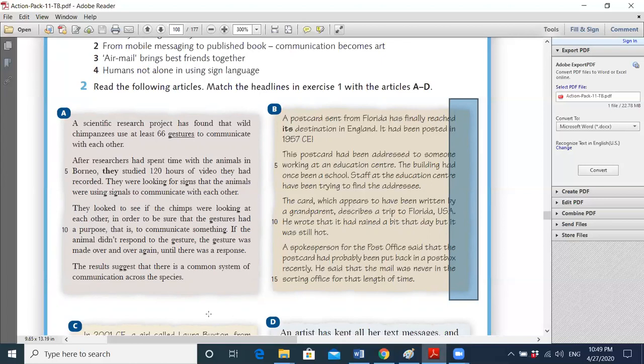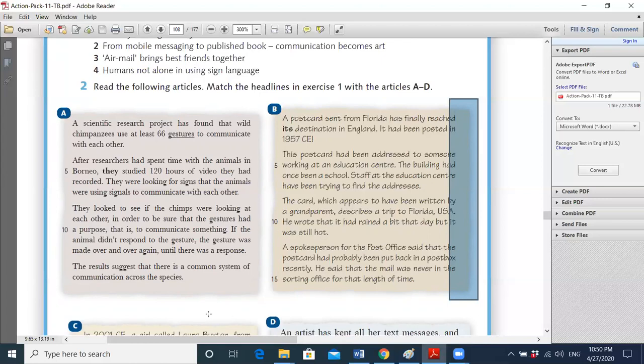After researchers had spent time with the animals in Borneo, they studied 120 hours of video they had recorded. They were looking for signs that the animals were using signals to communicate with each other. So they videotaped the animals and they studied 120 hours of videotaping. Can you imagine? And they found out that animals do use signs to communicate. They looked to see if the chimps were looking at each other in order to be sure that the gestures had a purpose, that is, to communicate something.